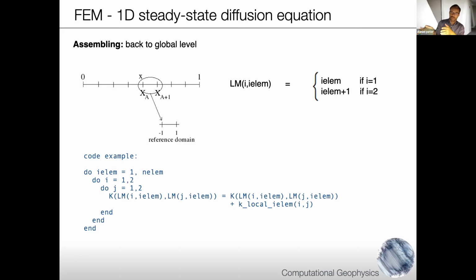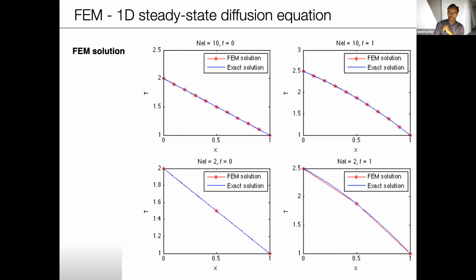You can do the same for the force vector. And now we have the global system, global matrix form. And then solving it, you can just use a linear solver to find what the D vector is. So with that, you're almost done. And the example should look something like that.